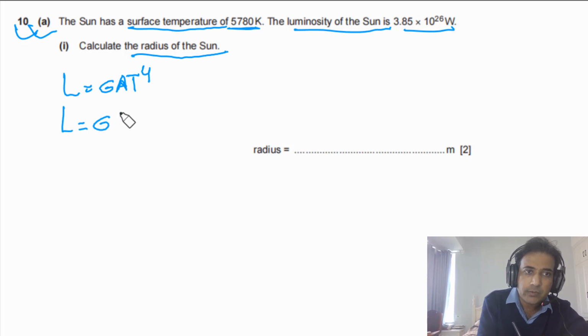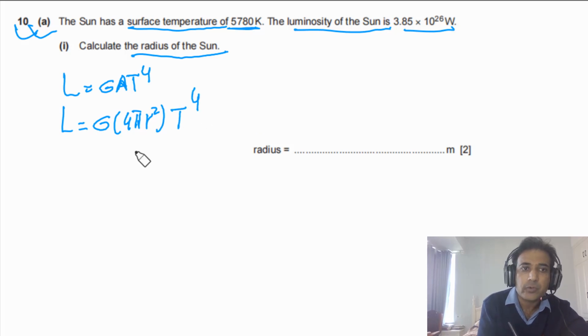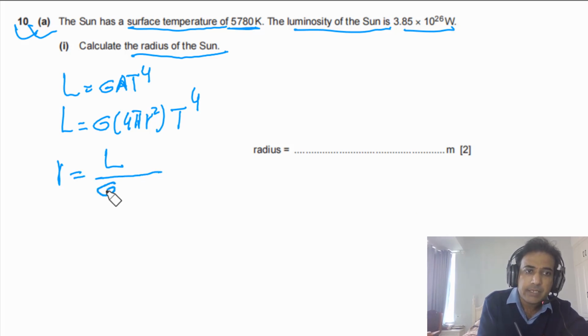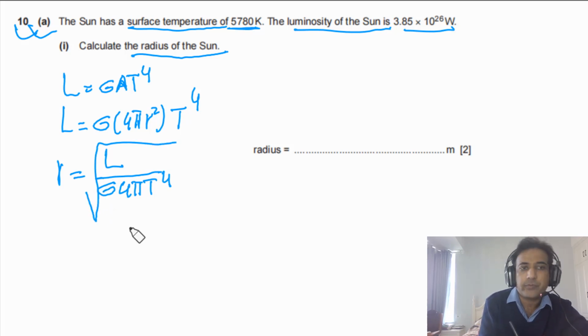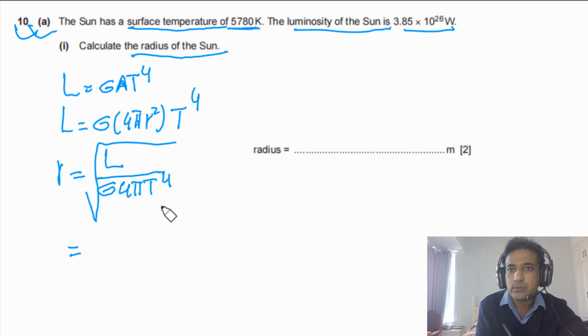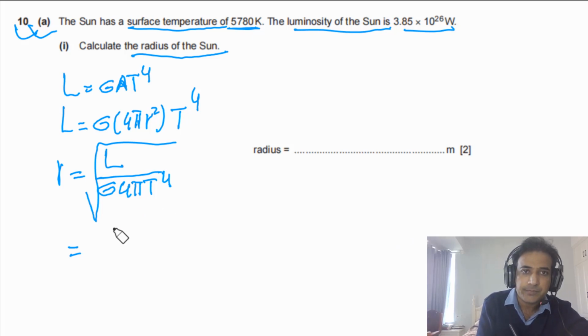We can write down the surface area as 4 pi r squared, so L equals sigma times 4 pi r squared times T to the power of 4. We need to find r, so r squared will be equal to L divided by sigma 4 pi T to the power of 4, and we need to take the square root of this. Now simply plug in values and you will be able to find the answer.